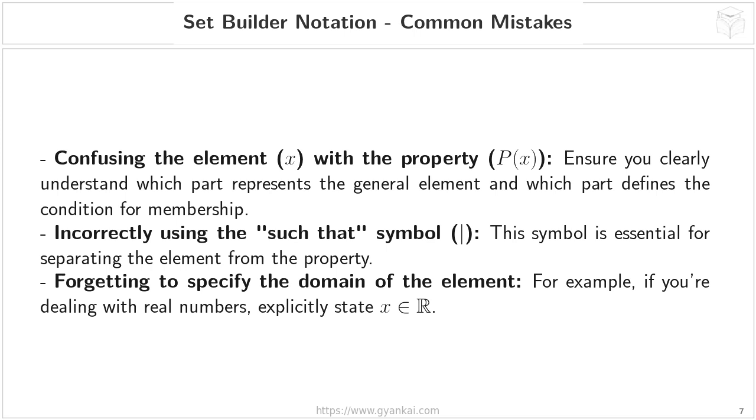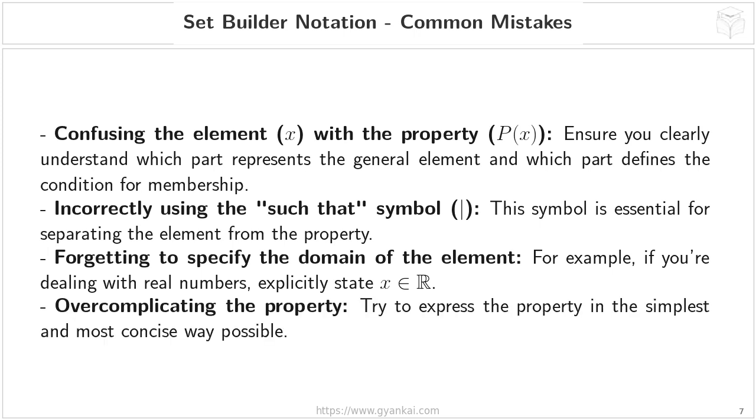Sometimes we need to be clear about what kind of numbers we're dealing with. For example, if we're talking about real numbers, we explicitly write x belongs to the set of real numbers. The symbol for the set of real numbers is a capital R with a double bar through it. So, we'd write that as x belongs to R. If we don't specify the domain, it can lead to ambiguity or incorrect interpretations. It's good practice to always state the domain, especially when dealing with more complex sets.